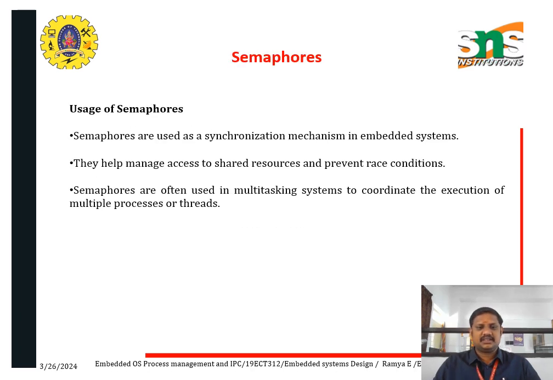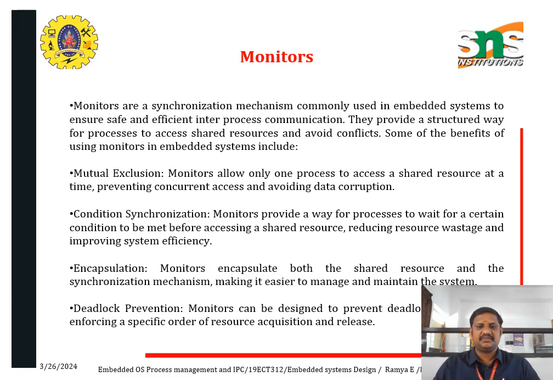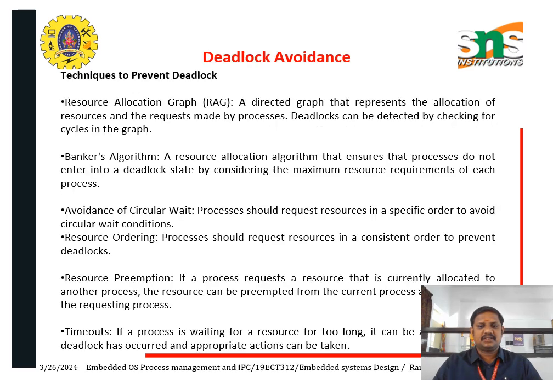Semaphores are mainly a synchronization mechanism for shared resources and for preventing race conditions. Semaphores are often used in multitasking systems. These are the important usages of semaphores. And monitors are commonly used in embedded systems to ensure efficient interprocess communication and process shared resources while avoiding conflicts. These are the main benefits: mutual exclusion, condition synchronization, encapsulation, and deadlock handling. These are the important parameters of the monitor.